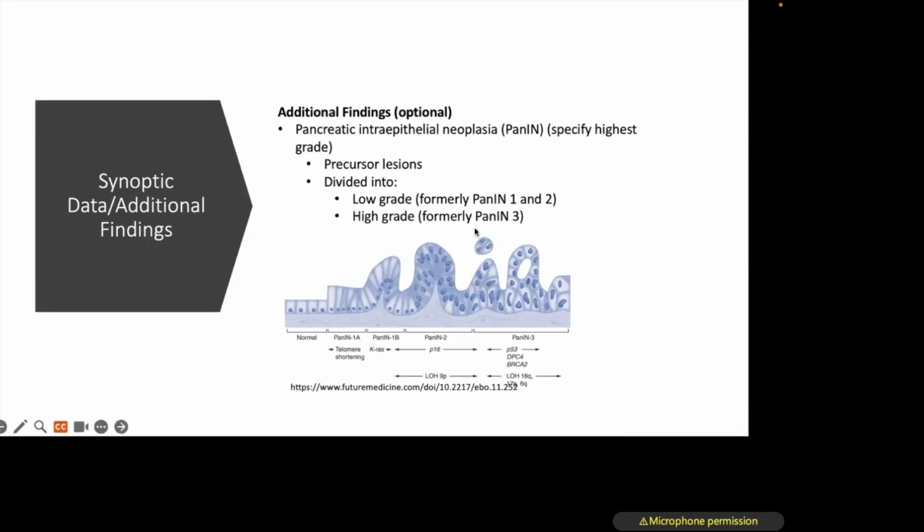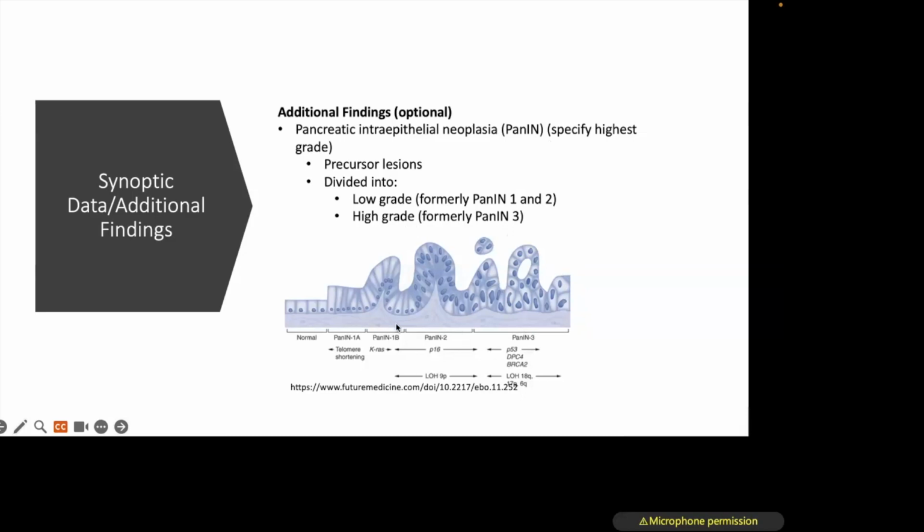So low grade used to be known as PanIN 1 and 2. So this is what normal looks like, and then this is what PanIN 1 or PanIN 2, which is considered low grade dysplasia, looks like. Whereas high grade dysplasia or high grade PanIN, formerly known as PanIN 3, looks like this.